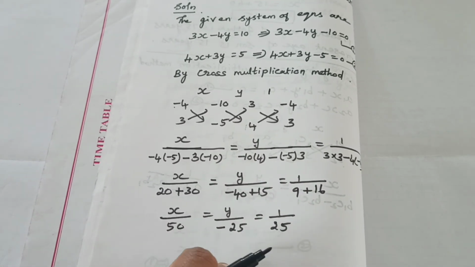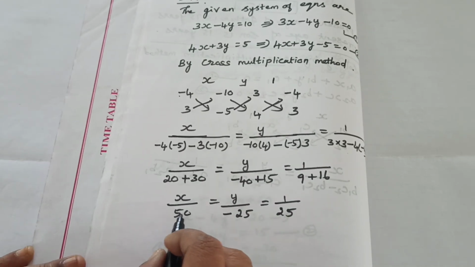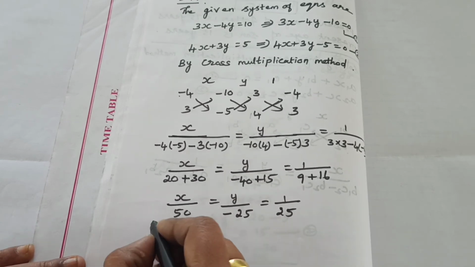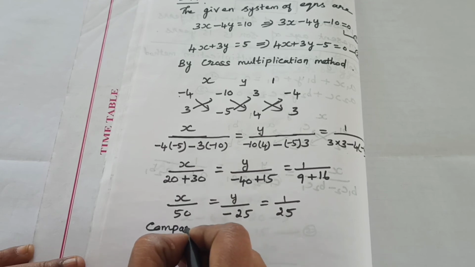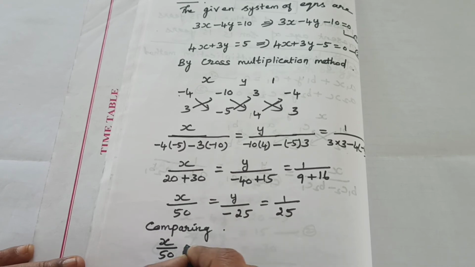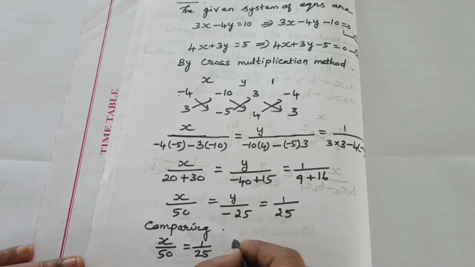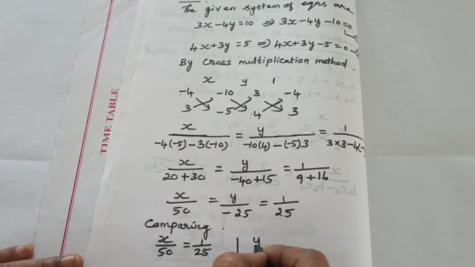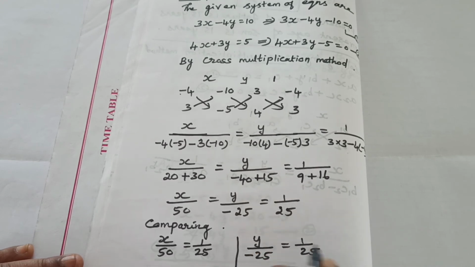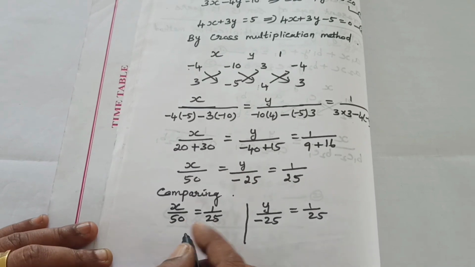Afterwards we have to compare it. Only the x value and y value we want to find, isn't it? So compare the x term and the constant: x divided by 50 is equal to 1 divided by 25. Like that, y also we have to compare: y divided by minus 25 is equal to 1 divided by 25. Comparing, we will get the x and y values.